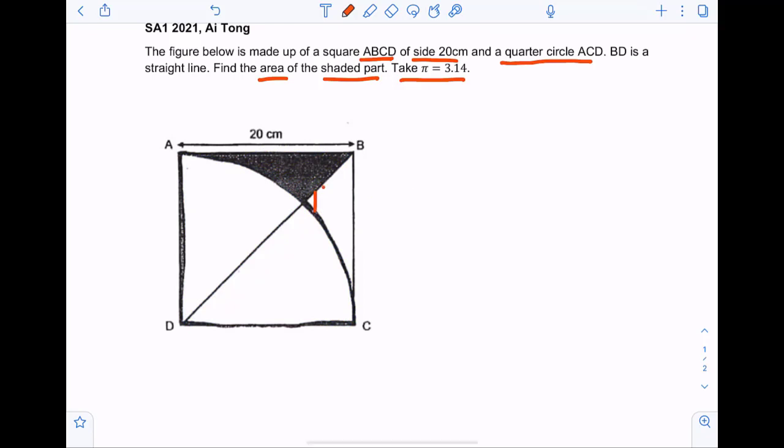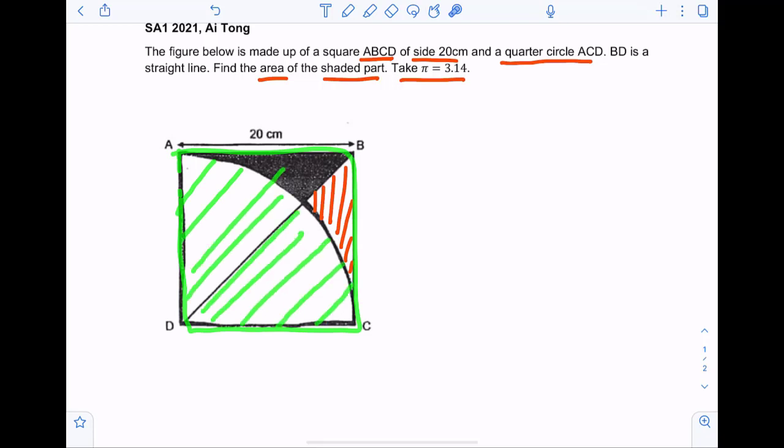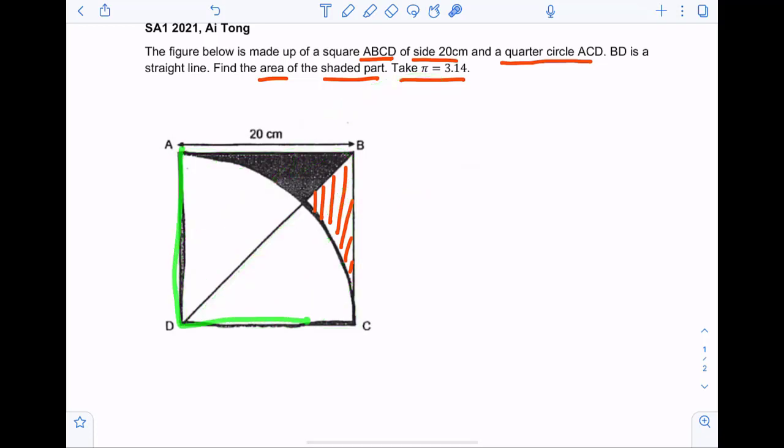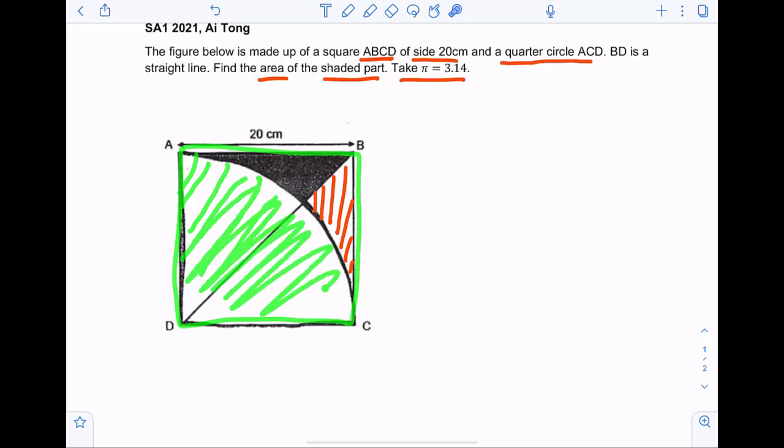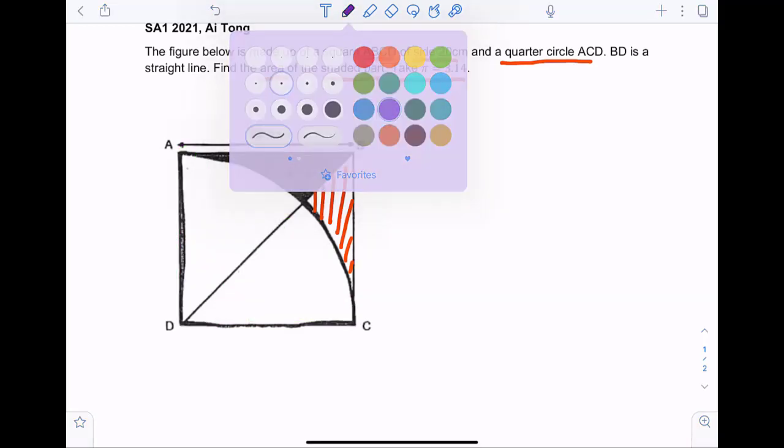Alright, so I'm going to shade one more time here in red. So this red color here that we see is actually having the same value in area as compared to what we need. So when we take the area of a square and minus away the quadrant, we will get two of these shaded parts. I repeat, area of the square minus the quadrant, we will get twice of what we need. Alright, so let's find the area of the square first.